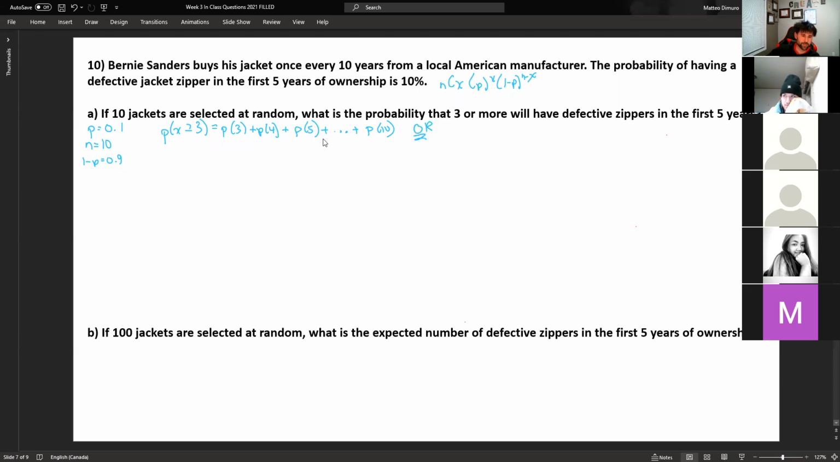You can always use the complement rule. What would the complement rule be here? You go 1 minus everything that's not included in here. So what's not included in greater than or equal to 3? Well, if we have 10 jackets, we could have zero zippers breaking, plus the probability of 1 zipper breaking, plus the probability of 2 zippers breaking. That's everything that's not included in greater than or equal to 3. So 0, 1, or 2. It's going to be way less work to calculate these 3 probabilities rather than doing all of those. So I would go this route.